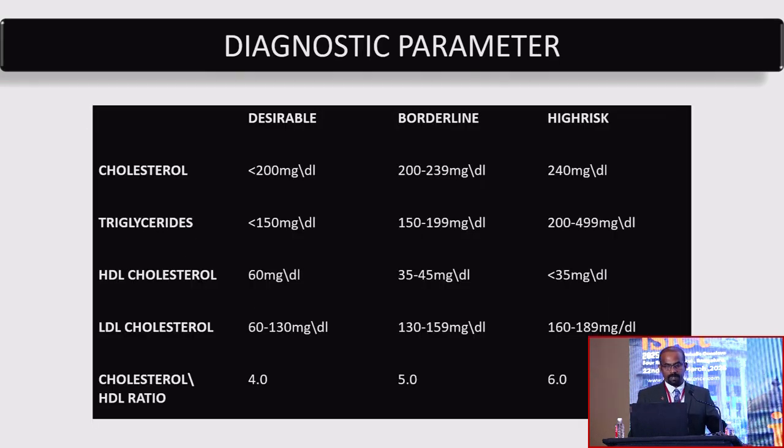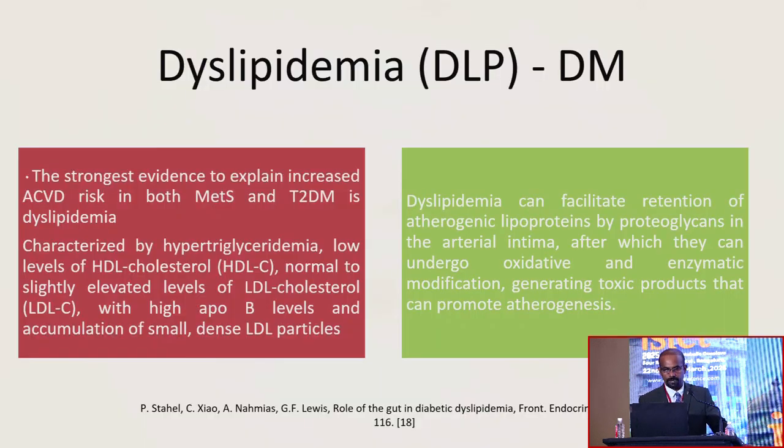This is a diagnostic parameter. Desirable cholesterol is less than 200. You are all aware of that number. Triglyceride should be less than 150. HDL is 60, but that is very difficult. I don't think many of us have an HDL of 60. LDL should be 60 to 130, and you can see the cholesterol to HDL ratio also. In high risk, the main factor we have to address is LDL cholesterol, and if we can increase the HDL, then it will be good.